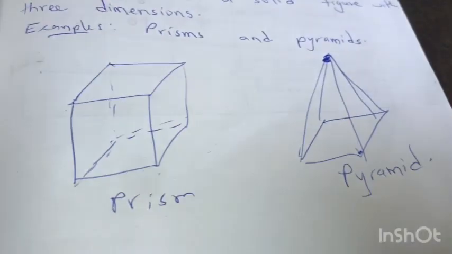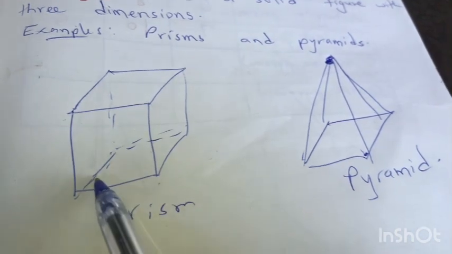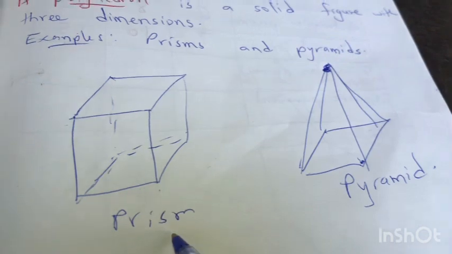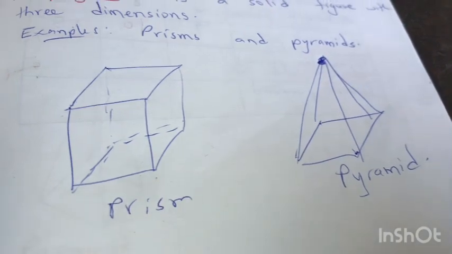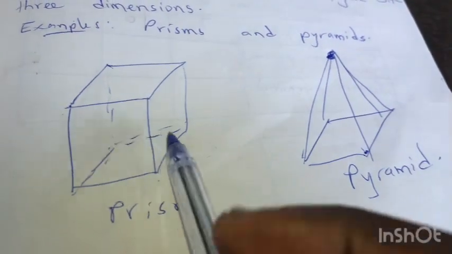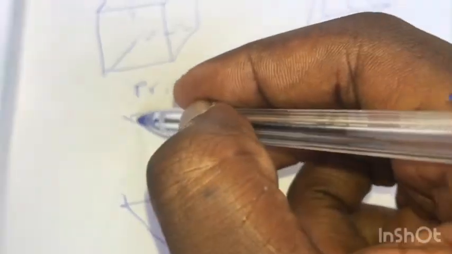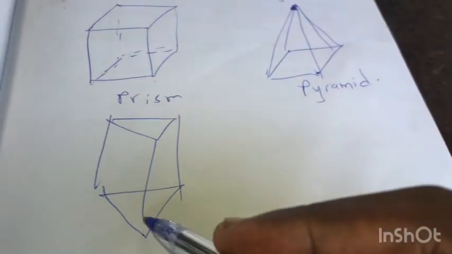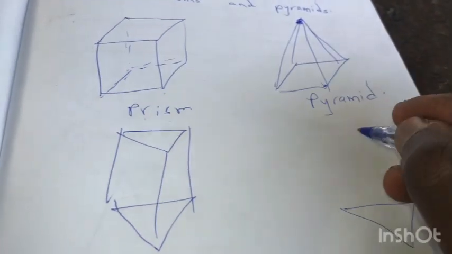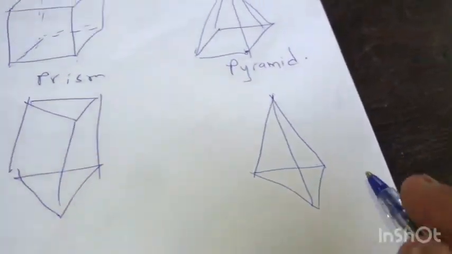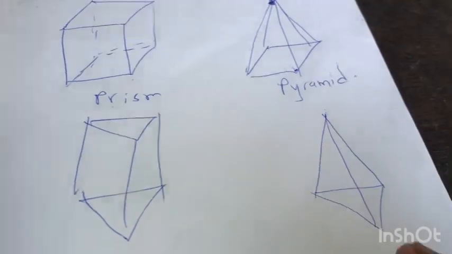So how do we name prisms and pyramids? We name them using their base. Because the base is a square, this one is called a square prism. This one, because the base is a square, is called a square pyramid. I hope you are getting me. If the base was a triangle, like this one, what do you think it will be called? A triangular prism. What about this one? A triangular pyramid. Yes, very good. So let's continue.